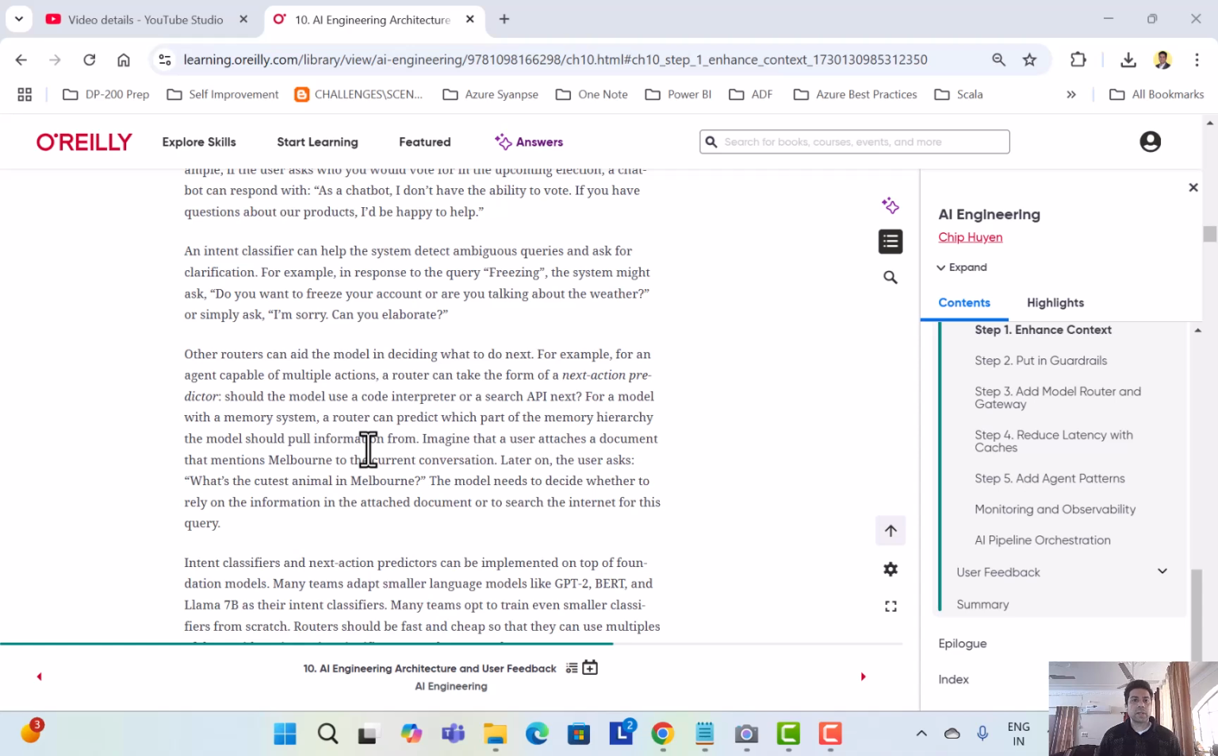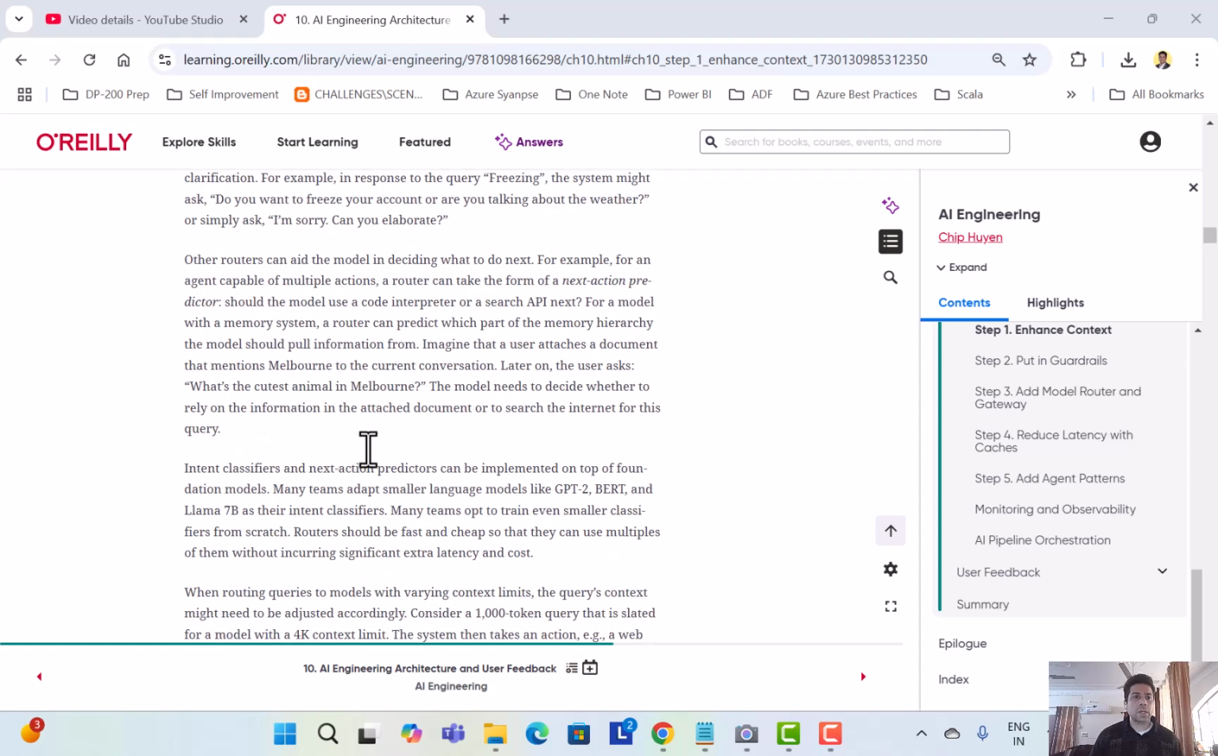An intent classifier can help the system detect ambiguous queries and ask for clarification. For example, in response to the query "freezing," the system might ask, "Do you want to freeze your account, or are you talking about the weather?" Okay, that also makes sense, ambiguous questions. Other routers can aid the model in deciding what to do next. For example, for an agent capable of multiple actions, a router can take the form of a next action predictor, deciding whether the model should use a code interpreter or a search API next.